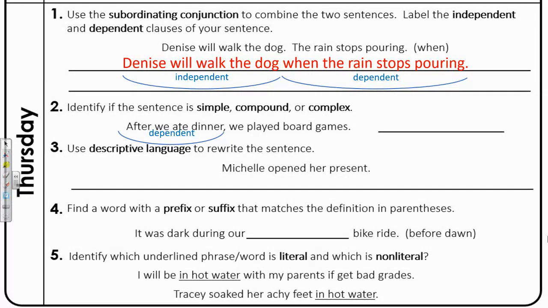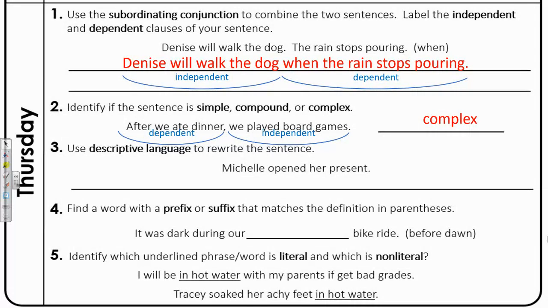But the second part of the sentence says, we played board games. That could be a sentence all by itself, so that could be our independent clause. When you have a sentence that has a mix of dependent and independent clauses, that is a complex sentence.